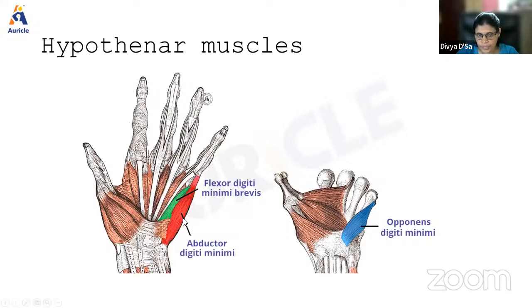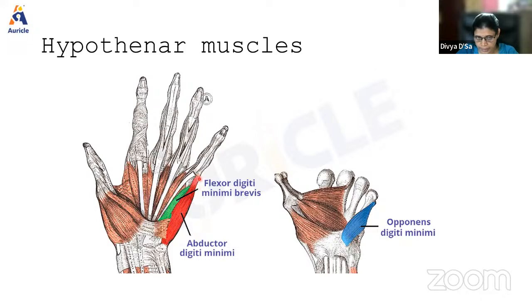Then we have the hypothenar muscles. There are three: abductor digiti minimi, flexor digiti minimi, and opponens digiti minimi. So abductor digiti minimi has its origin from the pisiform bone as well as from the tendon of the flexor carpi ulnaris. It gets inserted to the ulnar side, which means the medial side, of the base of the proximal phalanx of the little finger. So it brings about abduction of the little finger.